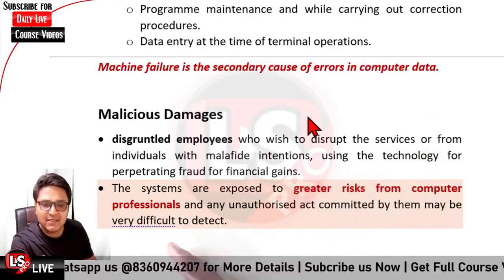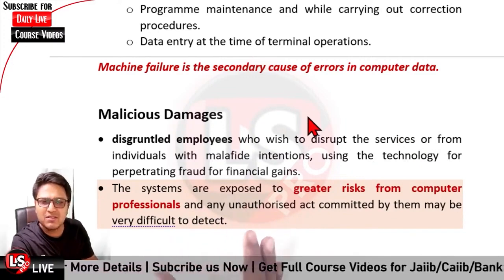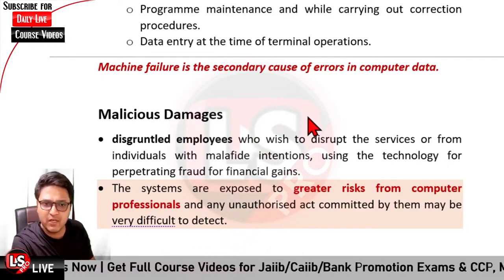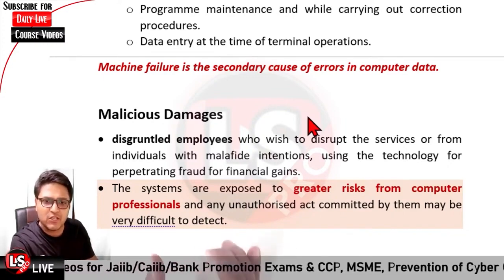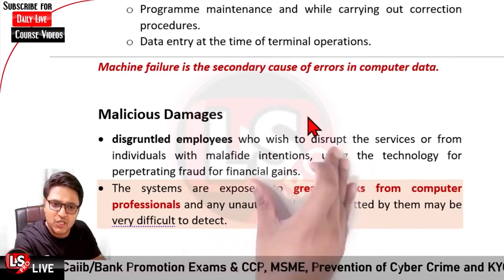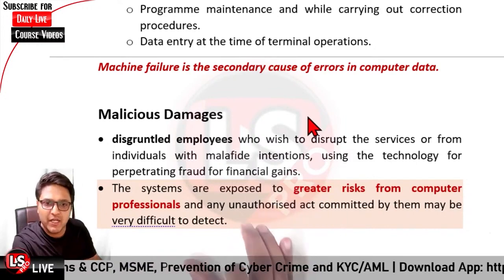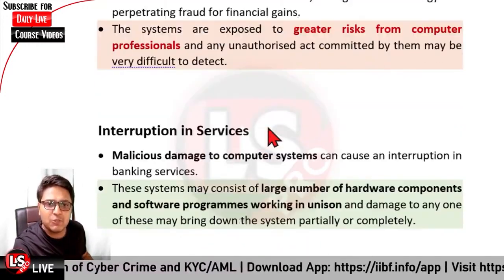In that case those risks are very much higher, because these types of unauthorized acts are very much difficult to detect. So when some computer professional has committed a mistake intentionally, in that case it is very much difficult to detect it at the management end itself. Then it is regarding the interruption in services.